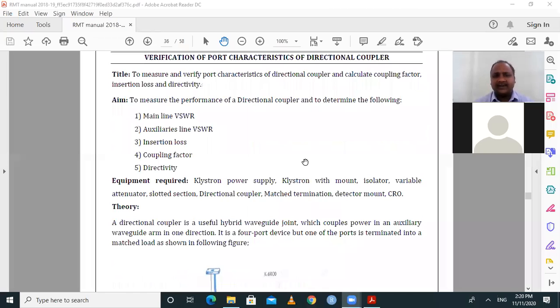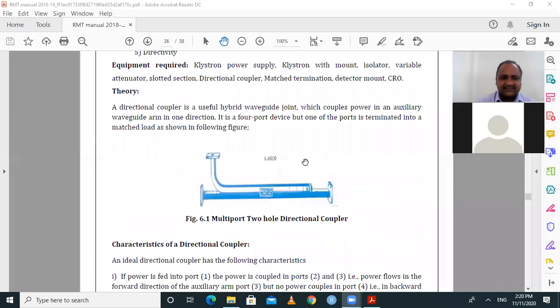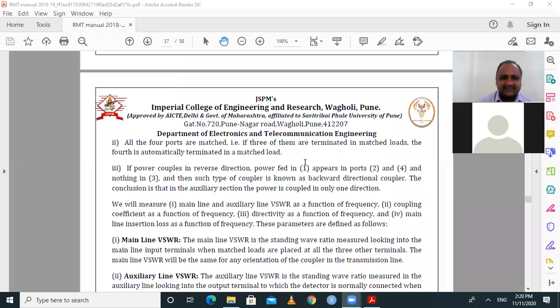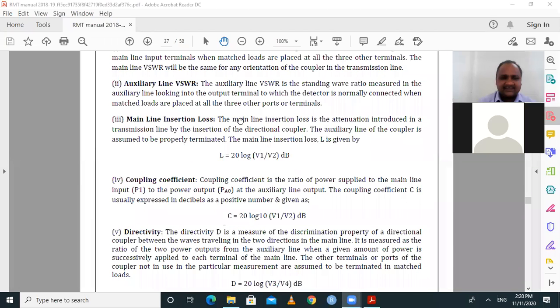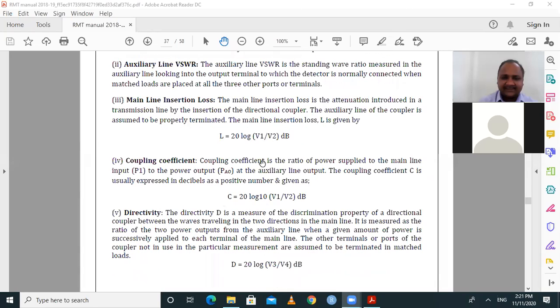So here we have to find the port characteristics of directional coupler, and these characteristics can be found using some parameters. A normal microwave test bench setup is required for performing this directional coupler experiment. There are parameters like insertion loss. You can find insertion loss in a directional coupler using the formula 20 log to the base 10 V1 upon V2, and it is measured in decibel. V1 is voltage at the output without directional coupler, and V2 is voltage at output with directional coupler, means V2 is voltage after insertion of directional coupler.